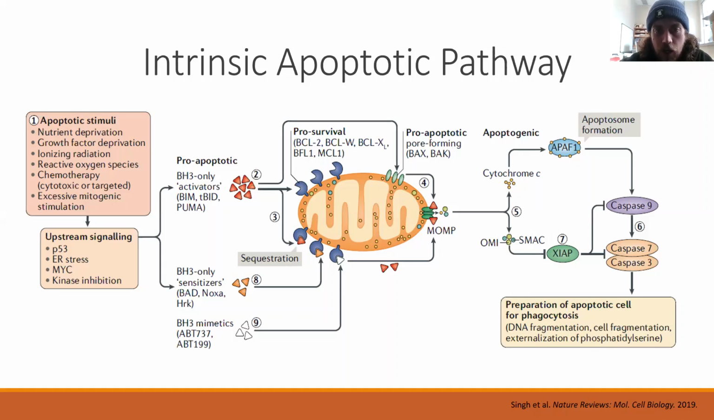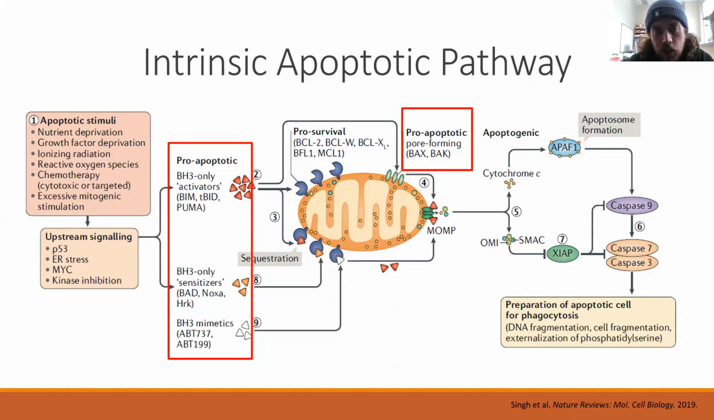So these two groups aim to bind to the pro-survival proteins and thus not allow them to inhibit the activators from inducing MOMP. Essentially, what the BH3 profiling technique does is look at these pro-apoptotic proteins, our activators, sensitizers, and the pore-forming effectors we call BAX and BAK. We're looking at how they balance with our pro-survival proteins, because whichever is more favored in the cell is going to lead to either a survival phenotype or an apoptotic phenotype.